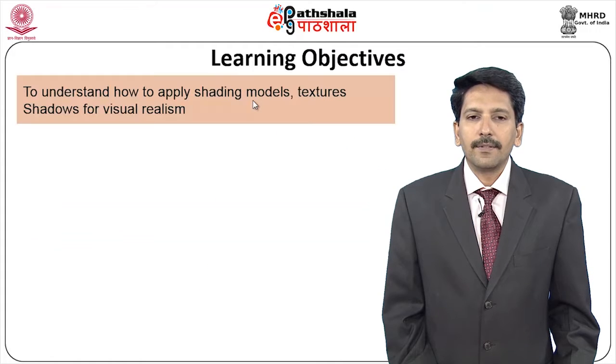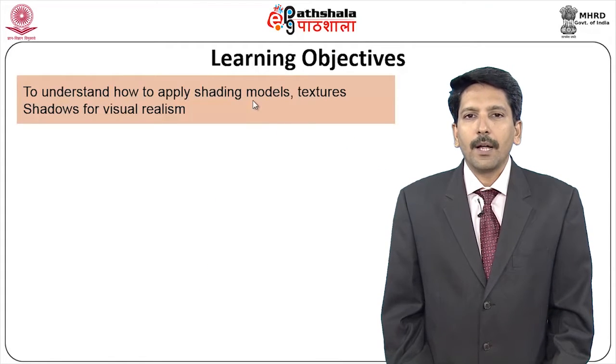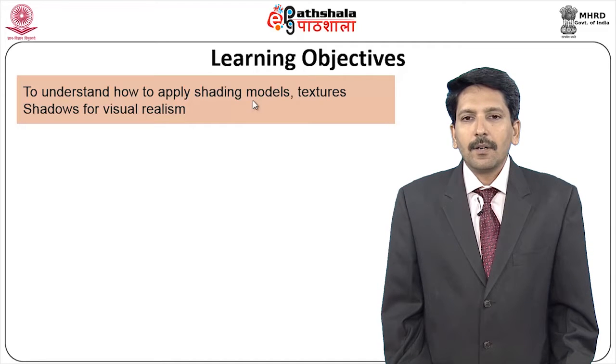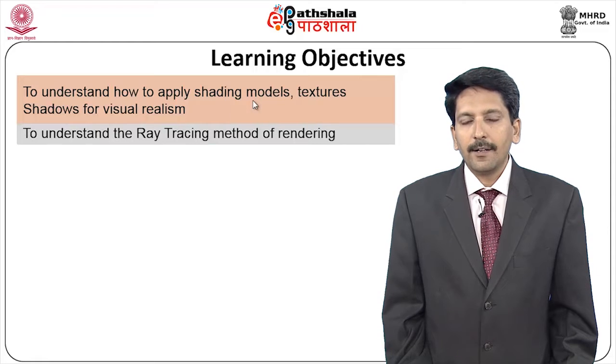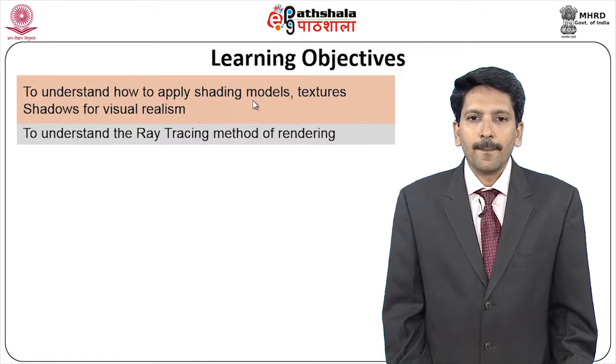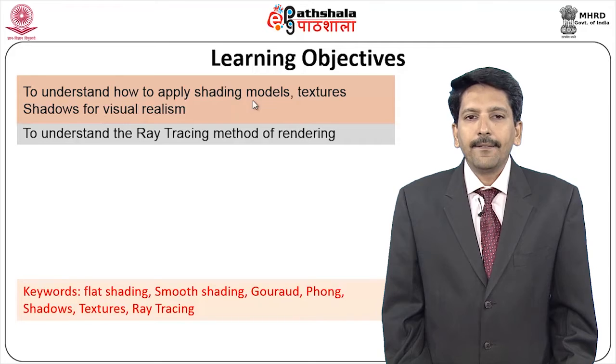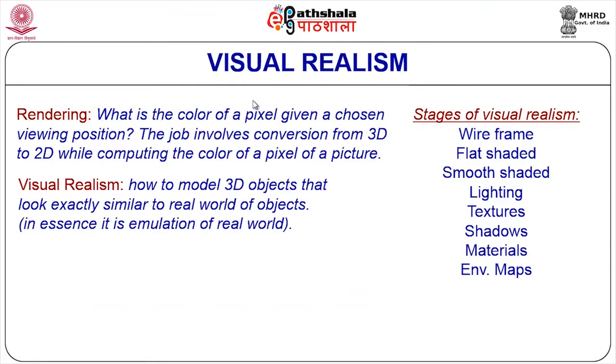The learning objectives are to understand how to apply shading models, textures and shadows for visual realism. This is our objective. We also want to understand the techniques of ray tracing, an important technique used for rendering. These are the keywords. Let us understand what is actually visual realism. In the case of 3D graphics, as we know, we can create a lot of objects, but how do we give them a real object like feeling?